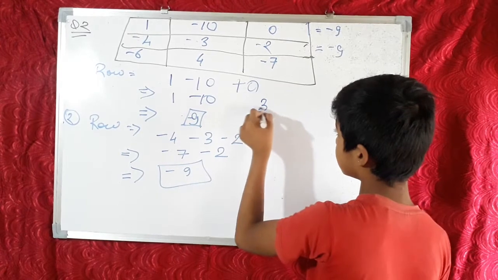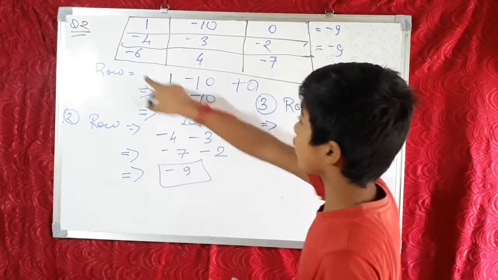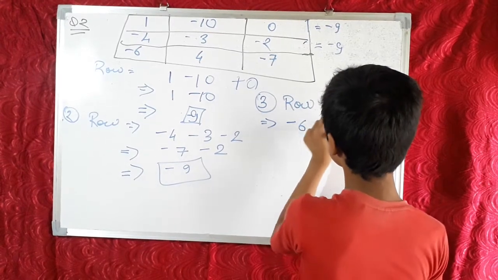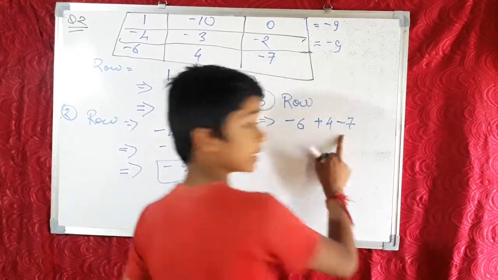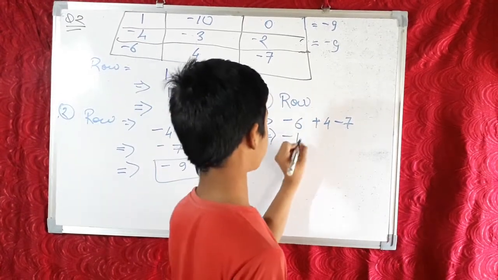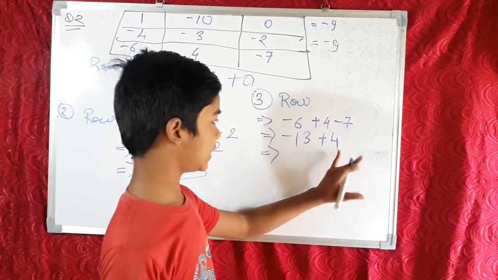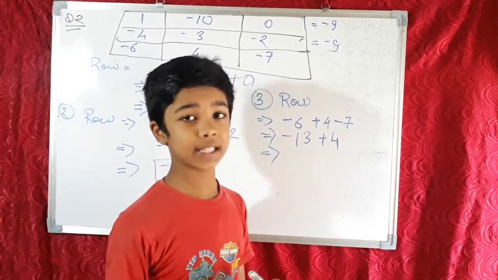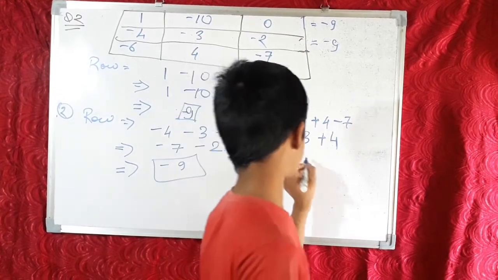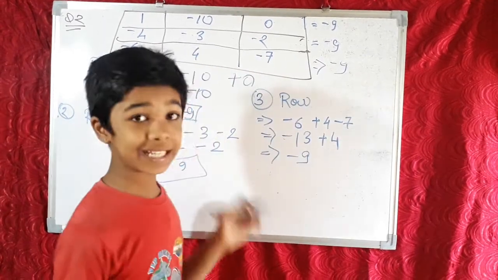Now I will find the third row sum. What is our third row? Minus 6, 4 and minus 7. So I have to do minus 6 plus 4 minus 7. Firstly we add minus 6 and minus 7, which is minus 13, plus 4. If you subtract 13 and 4, your answer comes 9, and the greater digit has the minus sign, so I put here minus 9. So the third row sum is also minus 9.